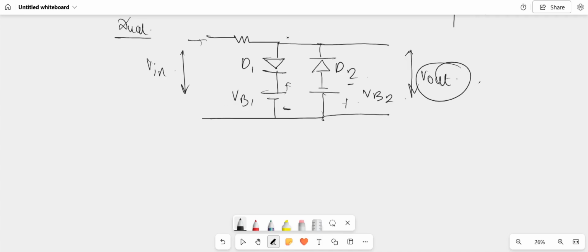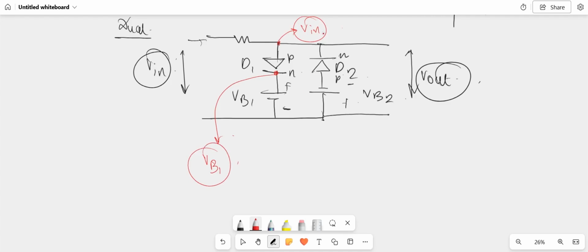Okay. So what happens here is this. So this is the V in. So this is the P terminal, this is the N terminal, and this is the N terminal, and this is the P terminal. At the P terminal of this diode, at this particular point, the voltage is V in. And at this particular point, at the N terminal, the voltage is VB1. This is V in and this is VB1.